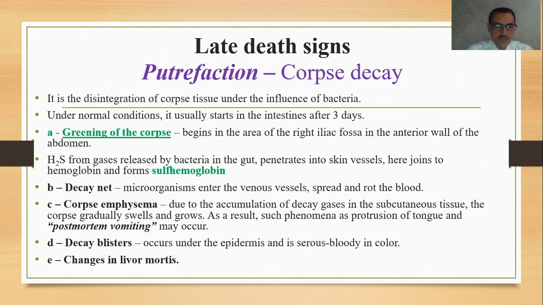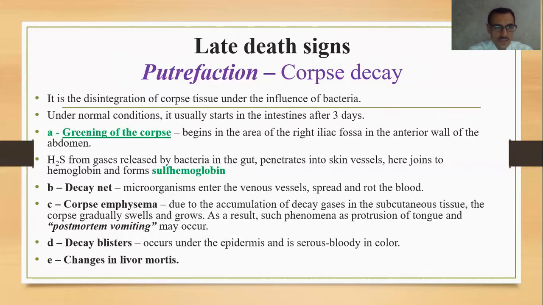Here are some events of the putrefaction. First, the greening of the corpse that begins in the area of the right iliac fossa in the interior wall of the abdomen. The hydrogen sulfide from gases released by bacteria in the gut penetrates into skin vessels. Here it joins to hemoglobin and forms sulfhemoglobin. Second one, decay. The microorganisms enter the venous vessels, spread and clot the blood.